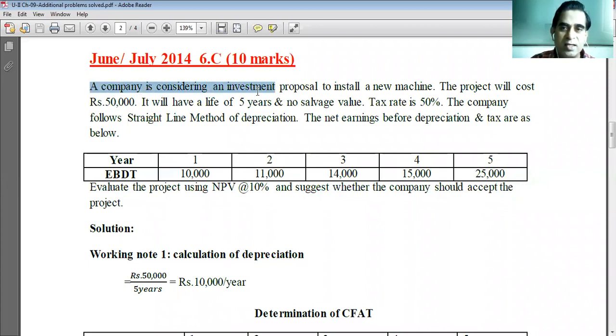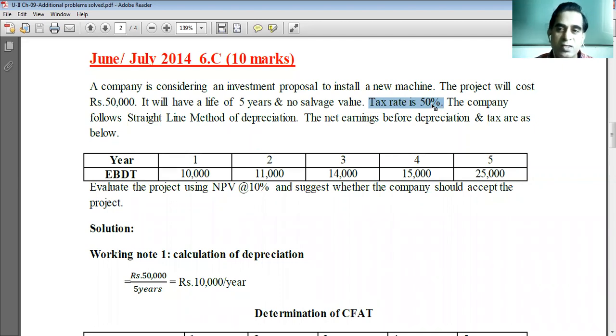A company is considering an investment proposal to install a new machine. So what is the decision? The company is considering investing in a proposal that requires installation of a new machine. The project will cost 50,000 rupees. It will have a life of 5 years and no salvage value. All information is the same. I'll tell you what the difference is: only the tax rate. In the previous problem it was 35%, and here it is 50%.